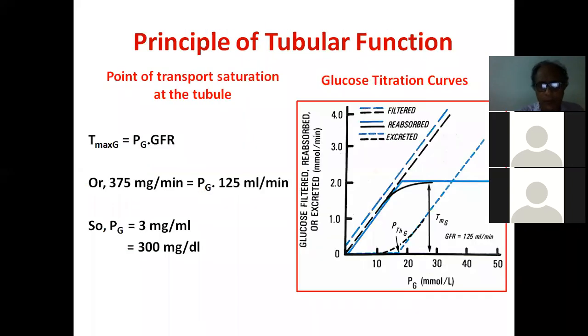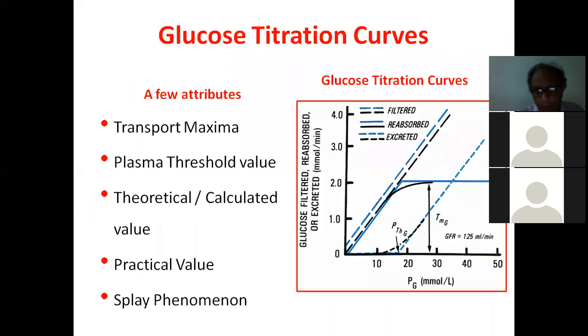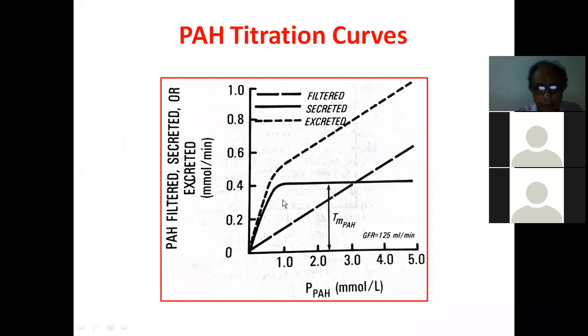If you compare these two titration curves, this is the glucose titration curve, and this is the paraaminohippuric acid titration curve. As it is secreted, this curve is moving in this direction. Excretion is more, so filtration plus transport, here transport is plus, that means secretion. As a whole, excretion is a combination of these two. But both of these sets of curves, the glucose titration curve and the PAH titration curve, are exhibiting the phenomenon of splay, the reason for which is not clearly known, with some hypothesized attempts at explanation.